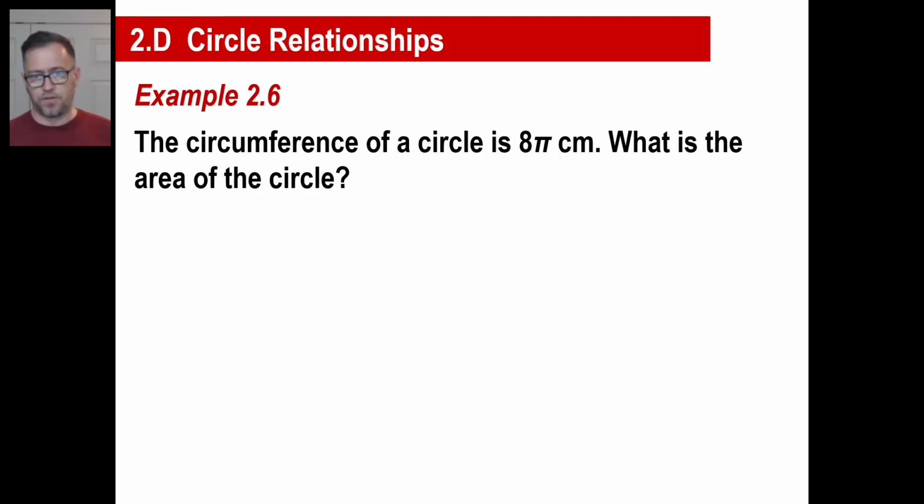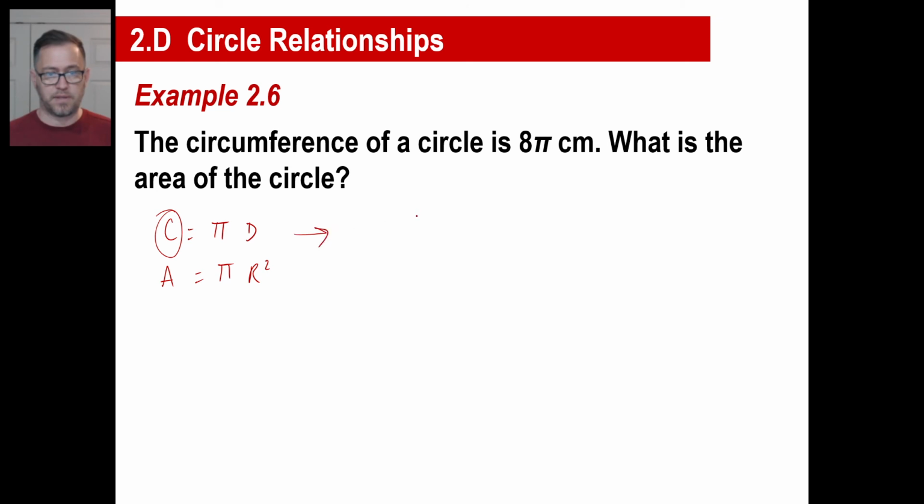The circumference of a circle is 8 pi. What's the area? Okay, well, let's write our two formulas. Circumference is pi times the diameter, and then area is pi times the square of the radius. The circumference is 8 pi. Well, okay, fine. Well, then this is 8 pi then.